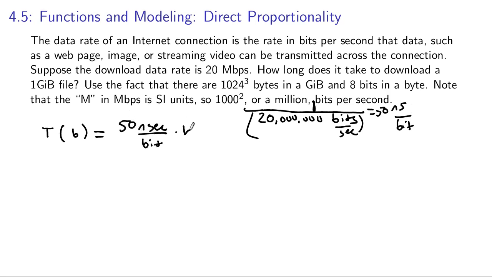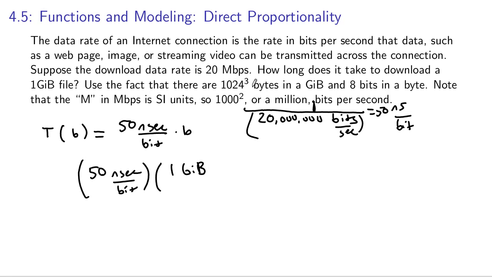Times the number of bits b. That'll tell us how long it takes to download something. Now we have to think about putting in our input, which was 1 gigabyte. So we're told 50 nanoseconds per bit times 1 gigabyte. And a gigabyte is not a gigabyte.